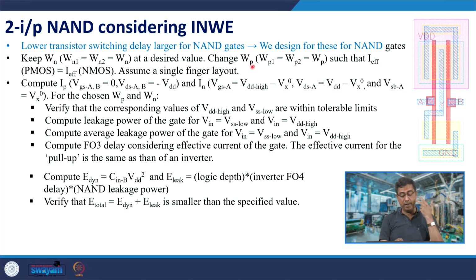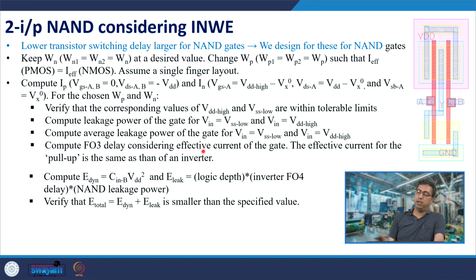So, we will change the value of Wp such that the effective currents are equal. Suppose the effective current of the P MOSFET needs to be increased, we will increase the value of Wp. While calculating the effective current of the P MOSFET, we keep one of the inputs off, that is, the input is VDD, and the other input switches from VDD to 0. The effective current of pull up, when the input is switching from VDD to 0, is similar to that of the inverter. So, the effective current of the P MOSFET while charging is the same as that of the inverter.